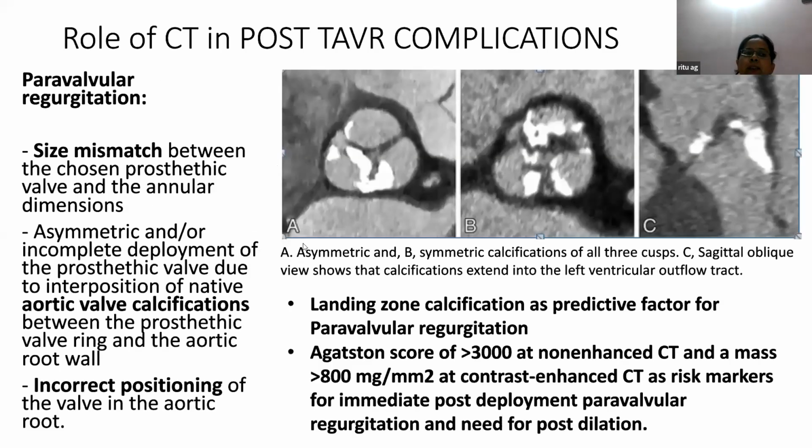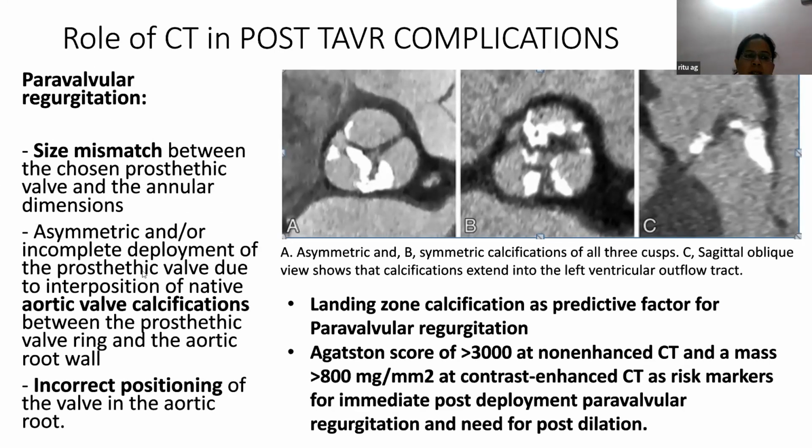Now I'll come to the role of CT in post-TAVR complications. So the most important is paravalvular regurgitation. Now, what is the cause? There are three main causes. One is size mismatch, when we have a smaller device as compared to the size of the annulus. So it doesn't fit in properly and there is space and there is leak. So paravalvular, as the name says, there is regurgitation. There is leak along the side of the valve.